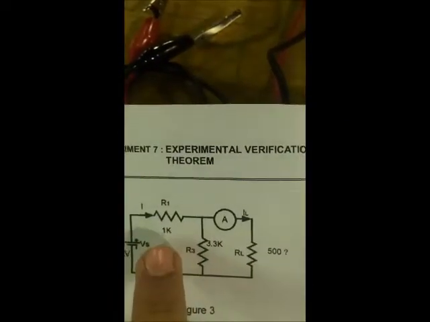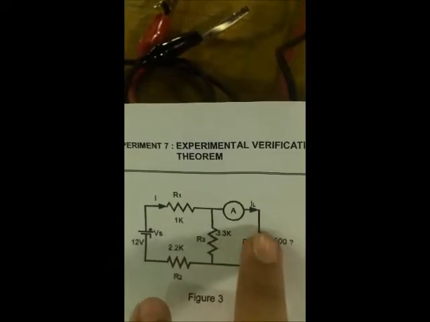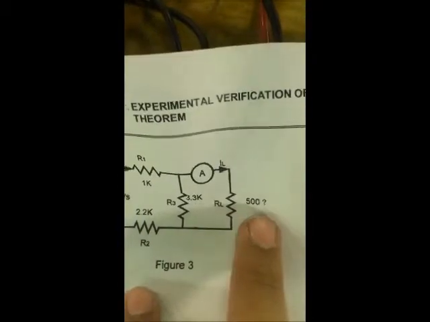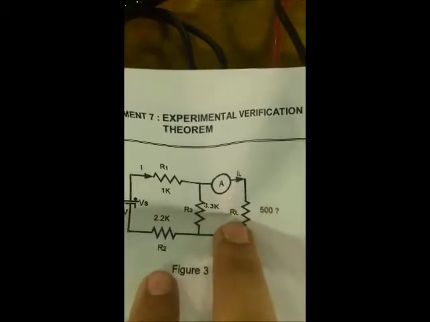we go to table 2 and we connect the circuits, and we measure the current that is flowing through the load resistance. The load resistance is 500 ohm, so we measure the current here.